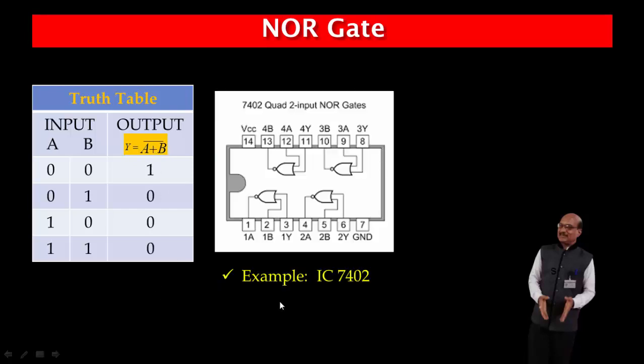The example of this NOR gate is IC 7402. In IC 7402 we get 4 NOR gates within a single IC. Therefore this is also called quad 2 input NOR gates. Quad means 4.